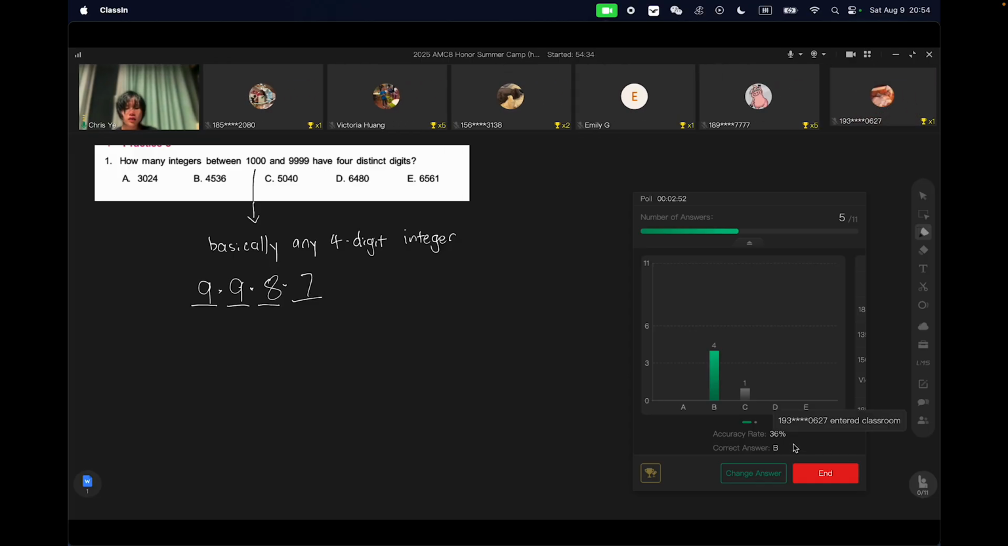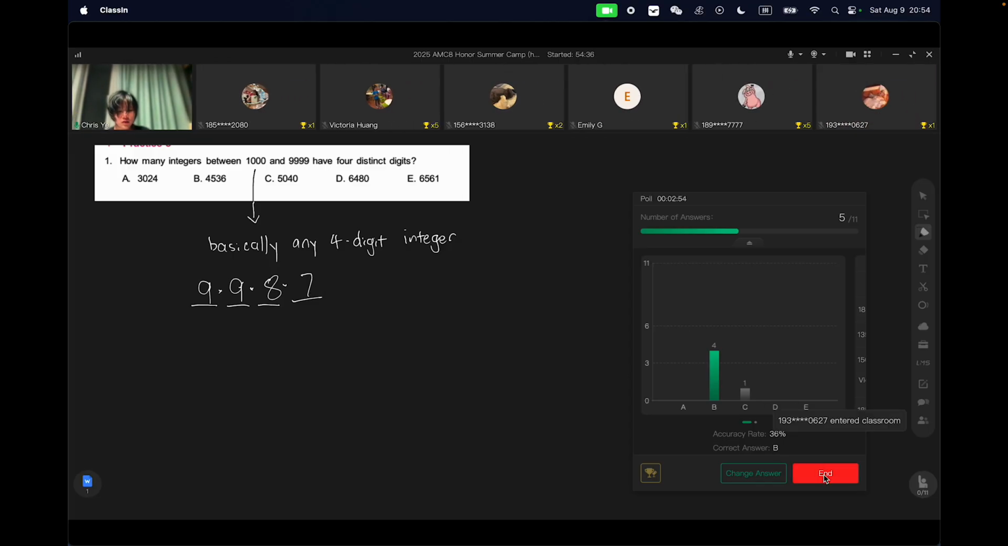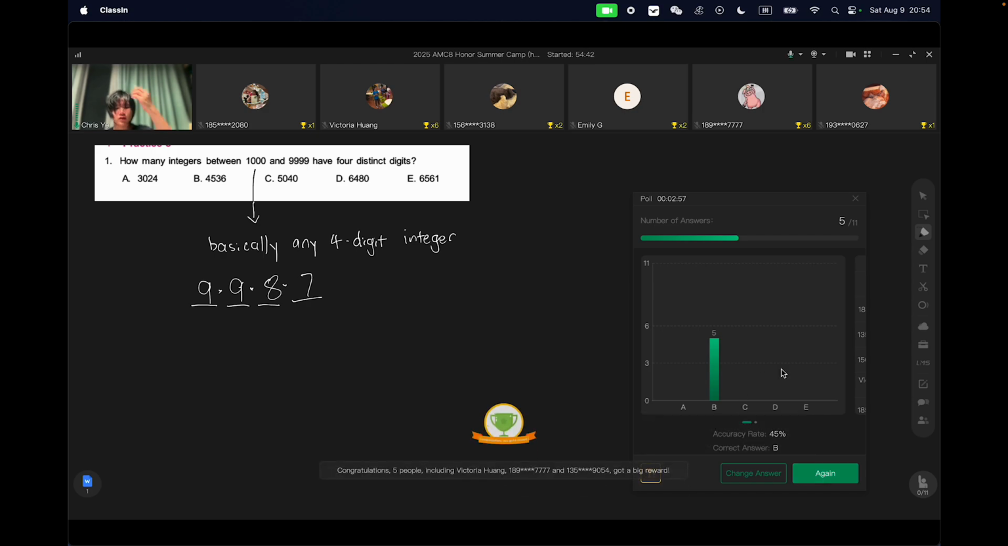Okay, let's get the answers in. So congratulations to everyone who participated and got it correct. The answer is 4,536. So the question asks us how many integers between 1,000 and 9,999 have 4 distinct digits, but basically that is just all 4-digit integers. So it's basically asking us how many 4-digit integers have distinct digits.